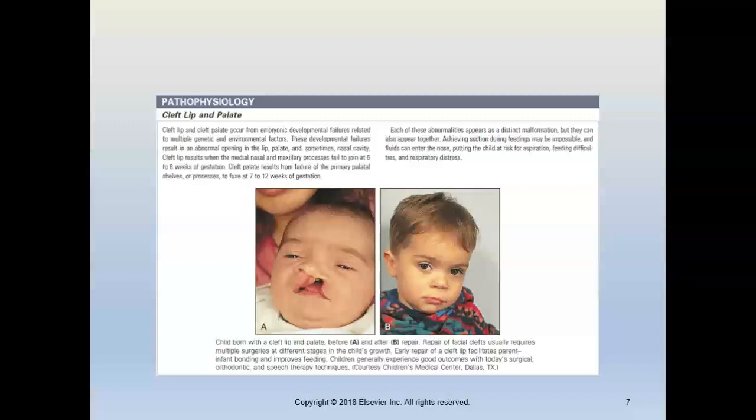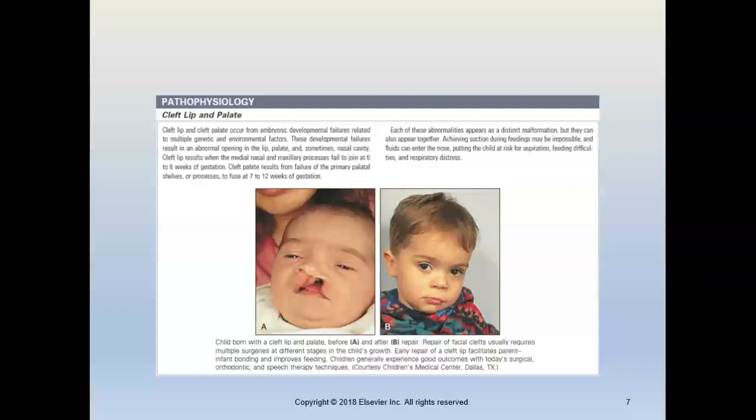Cleft lip repair is usually performed by age 3 to 6 months. Early repair can improve bonding and makes feeding much easier. Some cosmetic modifications may be needed again at age 4 to 5 years. Cleft palate repair is individualized and based on the degree of deformity and the size of the child. Closure is completed between ages 6 and 24 months. Most teams recommend repair by 1 year of age. Earlier closure facilitates speech development.